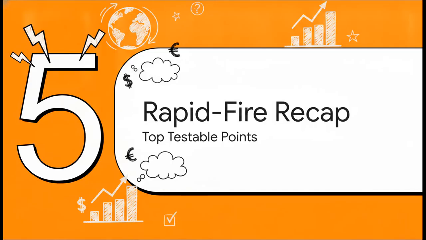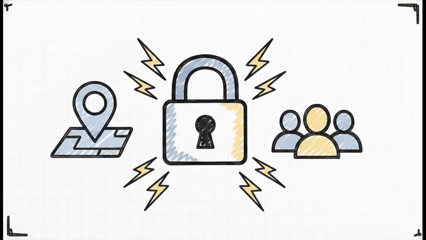All right, we made it to Section 5, Rapid Fire Exam Recap. These are your top testable points. First up, keep these strict definitions of economic output permanently locked in your memory. GDP asks, where was it made? It's strictly about physical borders. GNP asks, who made it? It's about citizens and companies, regardless of where they are on the map.